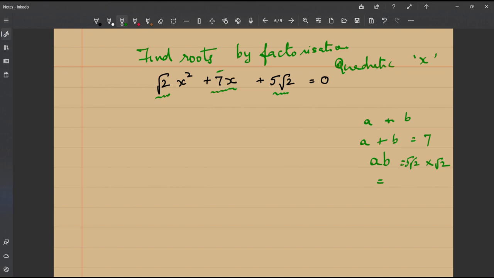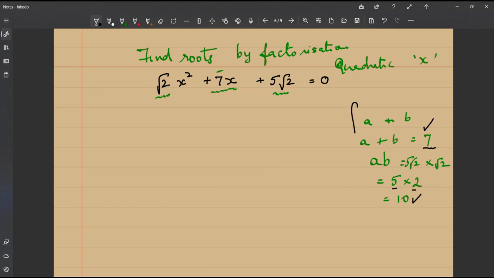What is root 2 into root 2? It is 2. So the product of those two numbers should be equal to 10. So as soon as we look at all these numbers, we can observe that 5 and 2 itself satisfy these conditions, because 5 plus 2 is equal to 7 and 5 multiplied by 2 is equal to 10. So let us split the middle term using 5 and 2 itself.